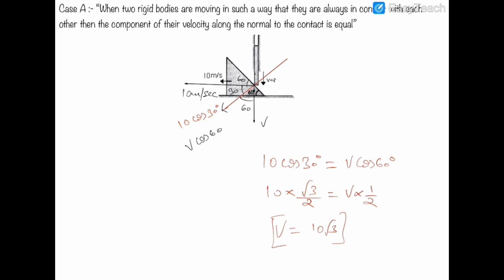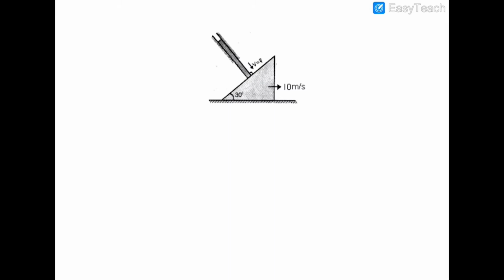So let's move forward to the next question. In this question, again we can see that this rod is restricted between these two walls to move downwards like that, and this inclined plane is restricted by the floor to move only in the right direction. So we have to find this velocity V of the rod.